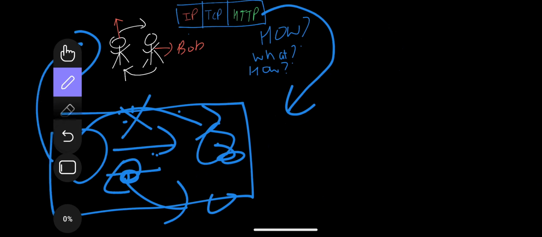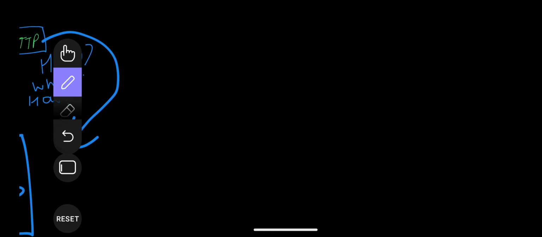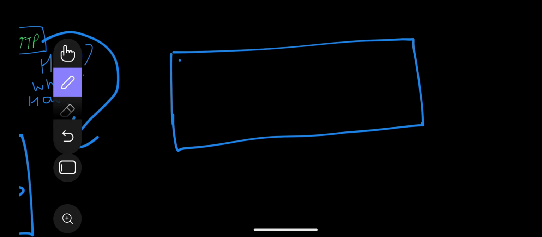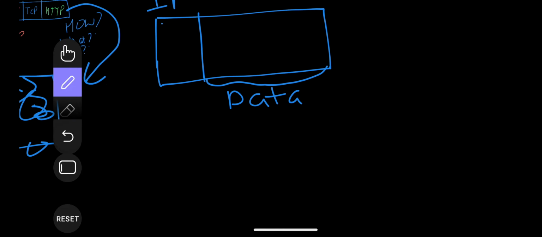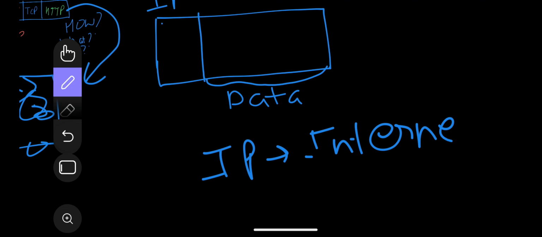So we'll take an example of what an IP packet looks like. This is how an IP packet looks. This is the whole packet, and let's name this part IP and consider this part as data. Now, what does IP actually stand for? IP simply stands for Internet Protocol.